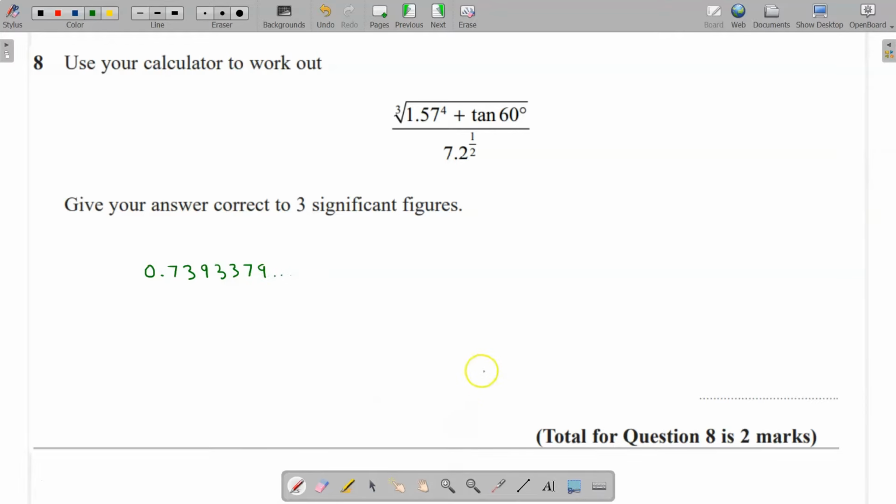Okay, and then you've got to give it to 3 significant figures. So you can now look at that and see that it does in fact round to 0.739. I would discourage you from working out each part separately because you're likely to produce rounding errors if you're not careful. So just do that and put it in as it is, but very carefully.